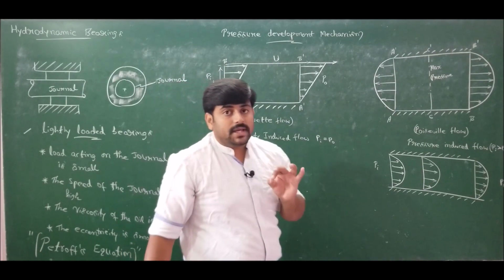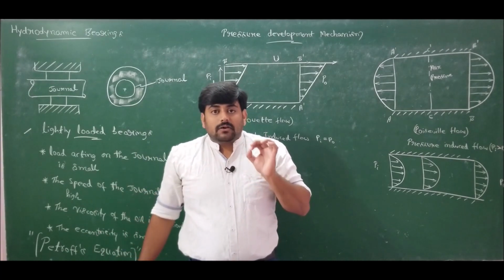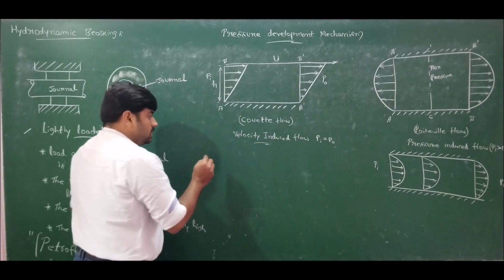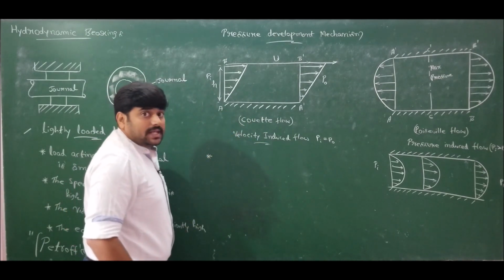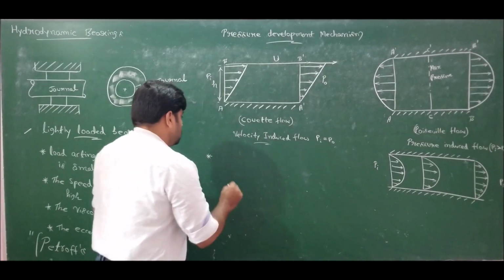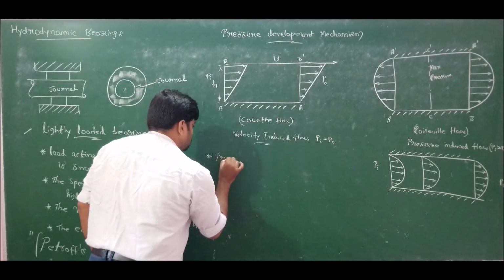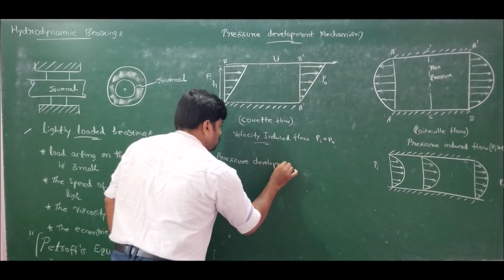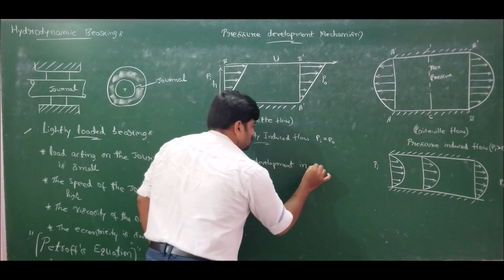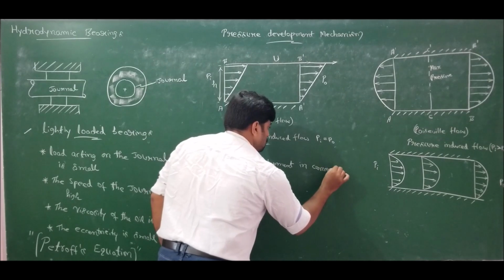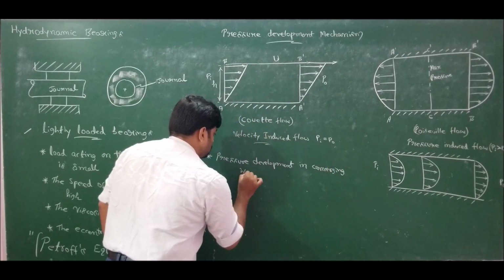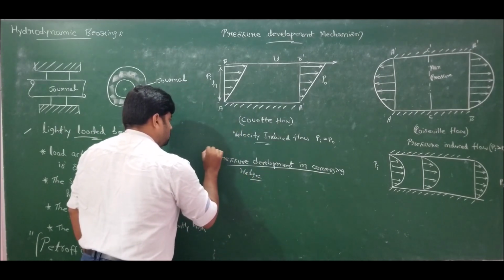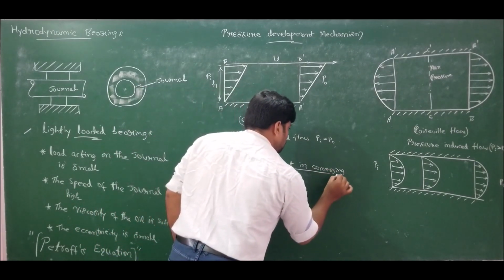But in case of bearings, the pressure development takes place because of a converging section. So the topic of interest is not these two. The very important topic is how pressure development takes place in a converging wedge. So this is what we should understand properly. Pressure development in converging wedge.